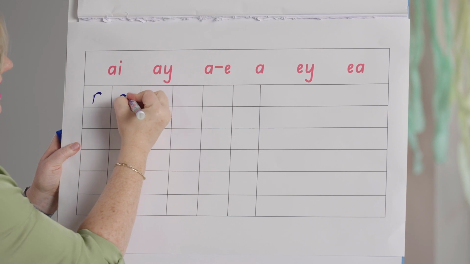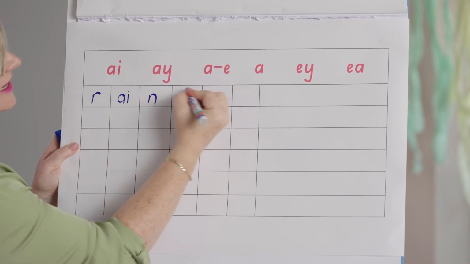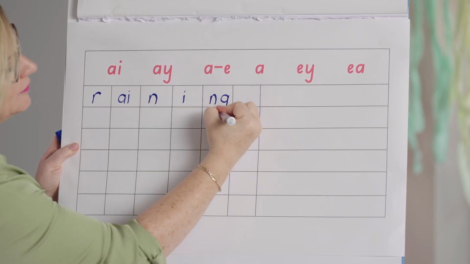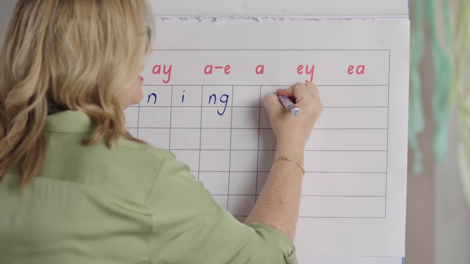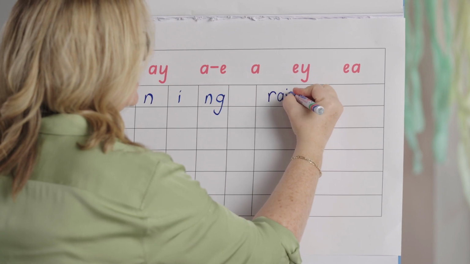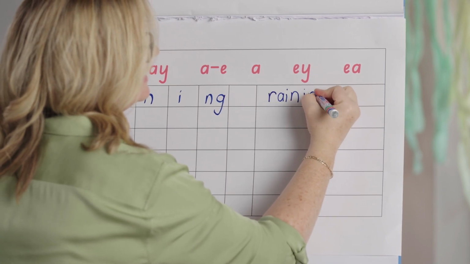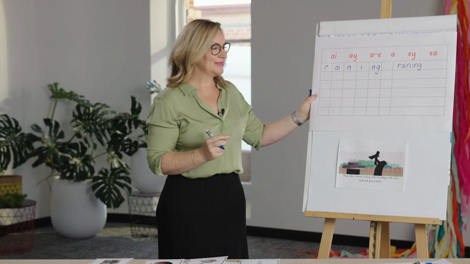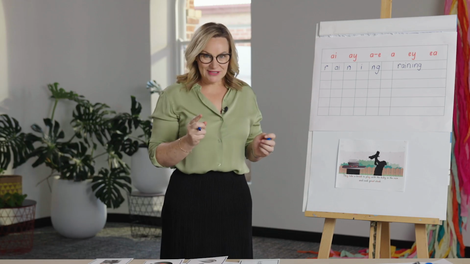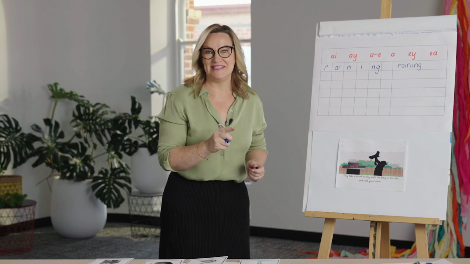So our first word today is raining. R-A-N-I-N. Write the whole word, please. Say it as we write. Raining. I didn't give you the prompt like I said I would. Lucky this is an easy word.